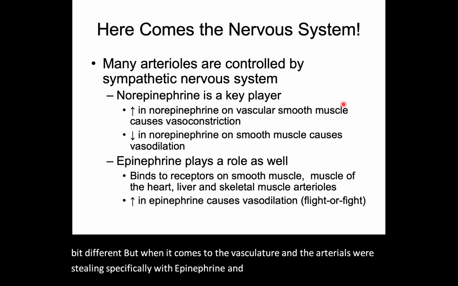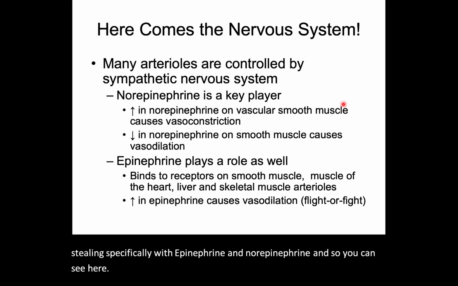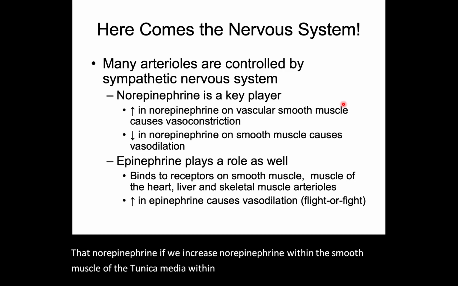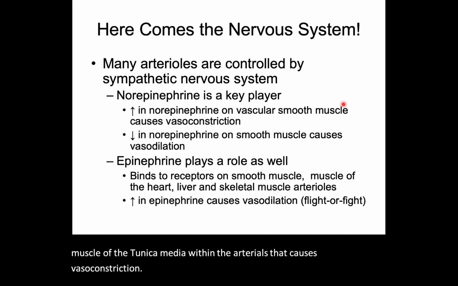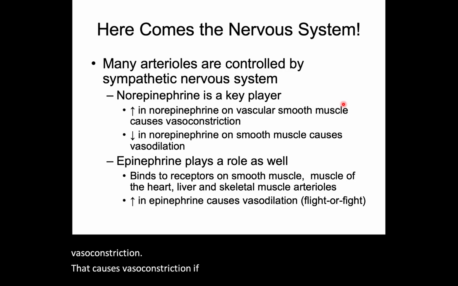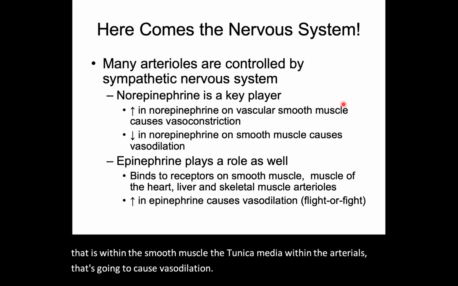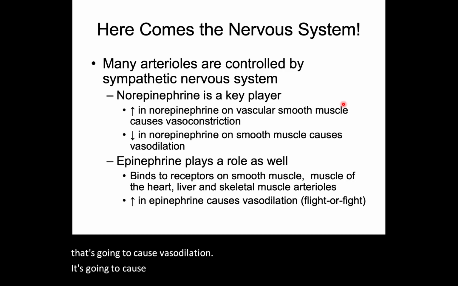And so you can see here that norepinephrine, if we increase norepinephrine within the smooth muscle of the tunica media, within the arterioles, that causes vasoconstriction. Right? That causes vasoconstriction. If we decrease the amount of epinephrine that is within the smooth muscle of the tunica media, within the arterioles, that's going to cause vasodilation. It's going to cause vasodilation, so the vessels relax.